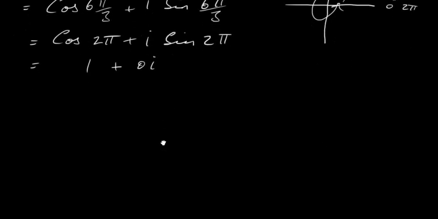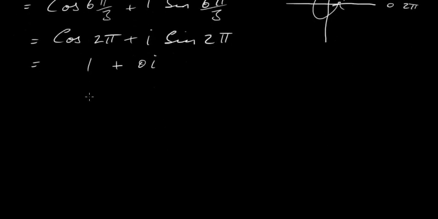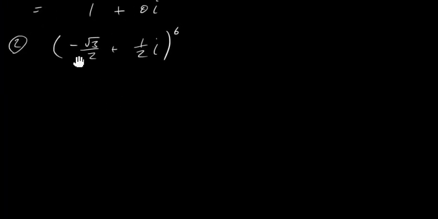We'll have a look at another one. This one is slightly more detailed. We'll take a complex number in rectangular form: minus root 3 over 2 plus a half i. This is in rectangular form, so we're going to raise that to the power of 6. We're going to use de Moivre's theorem to do this.